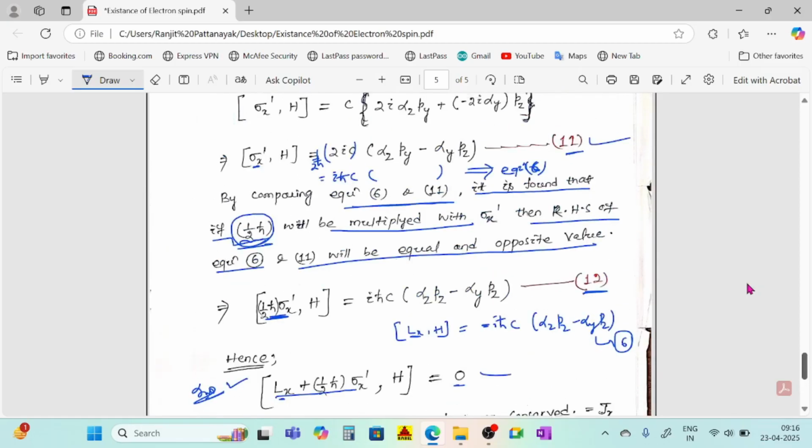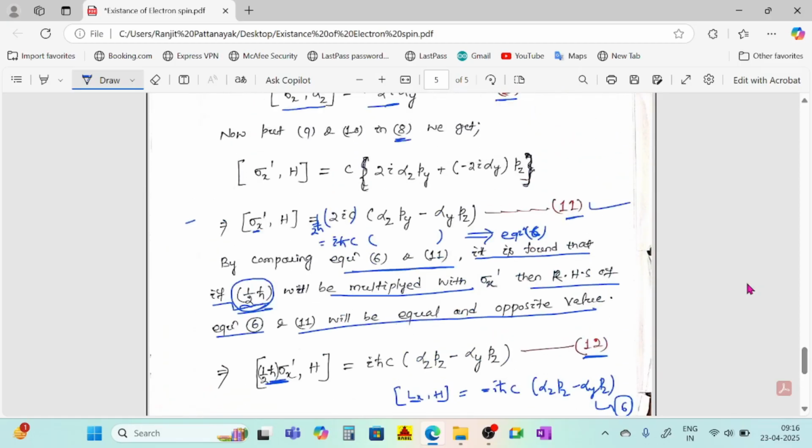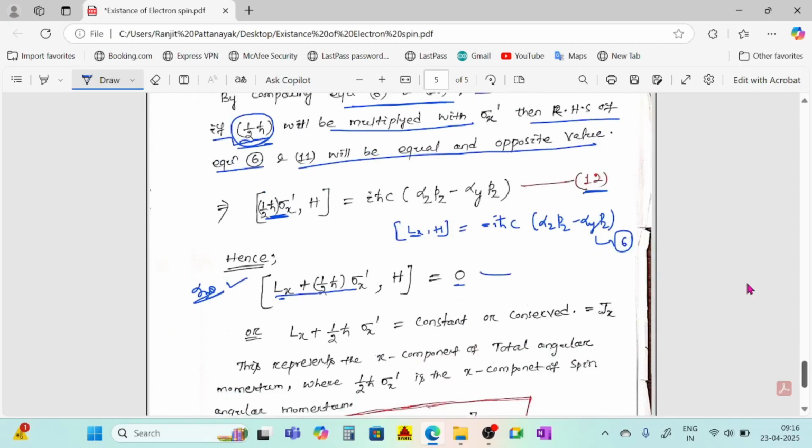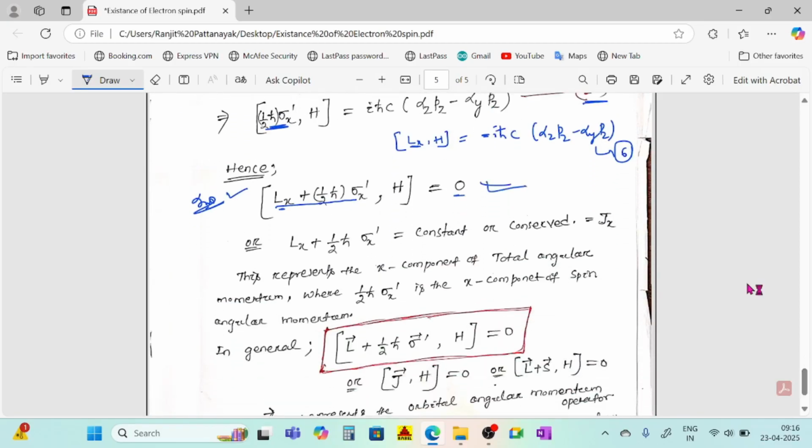The equation number 11 you have to write correctly, what is the value, and equation number 12 you have to write correctly, and then this expression. So here we found this is constant, or conjugate. What is this one? This one is nothing but Jx, that means the x component of your total angular momentum. If it is so, and this is your orbital angular momentum, then what is this one? This one is your spin angular momentum.